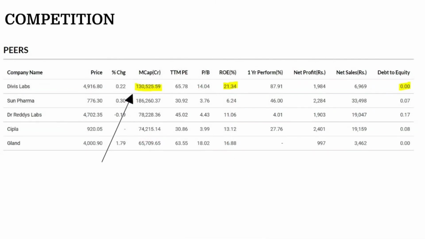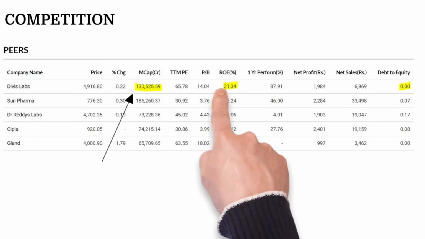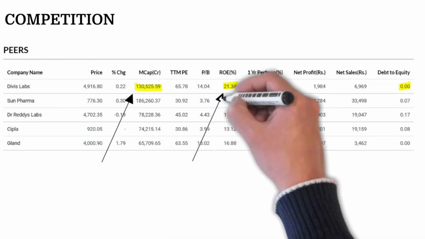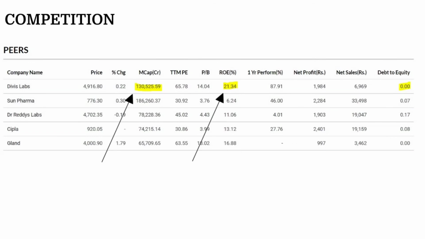That's why if you see the ROE for this year, the ROE was 21.34%. And the reason for that is the debt. They cleared the debt from 2020 onwards. So if you see the debt to equity for this year, it's zero. So all in all, impressive.